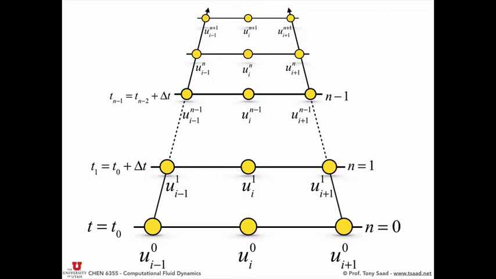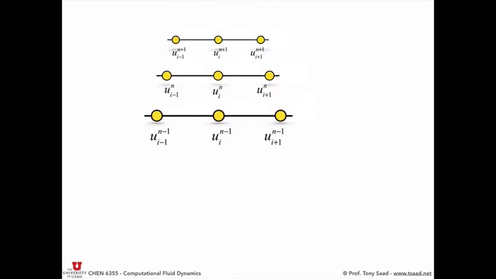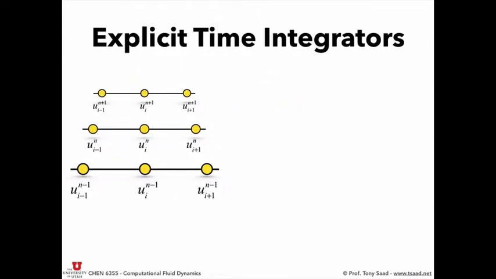Okay, so in general, there are two types of time integrators, and those are explicit and implicit time integrators. So who remembers what an explicit time integrator is?